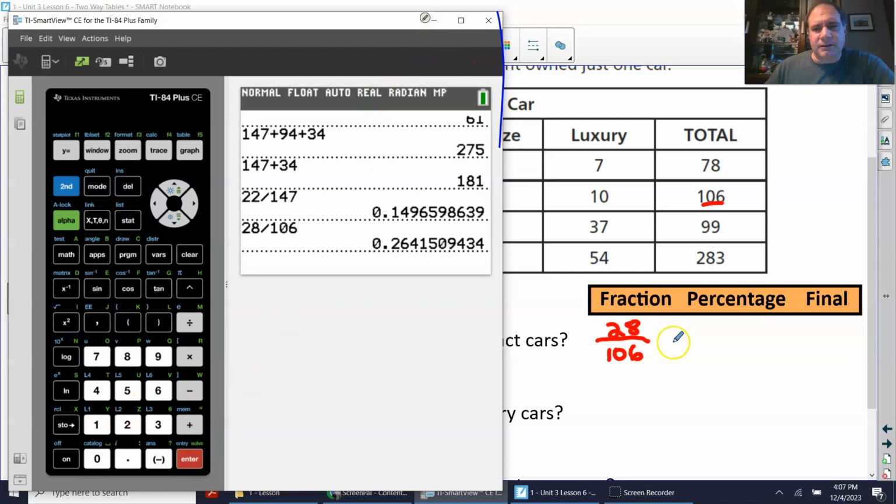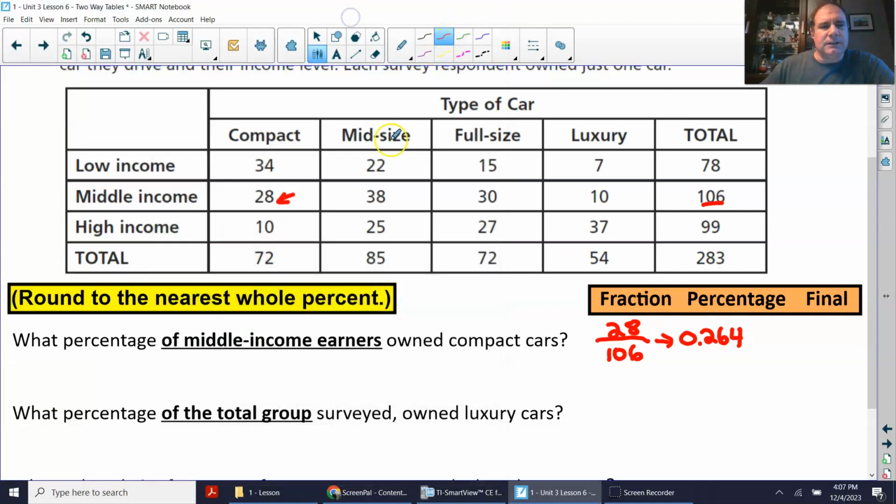And it is, I'm going to put an arrow, 0.264. It says round to the nearest whole percent. So the final would be, I'm going to move this over 2 places. That would be 26.4, and it stays 26%.